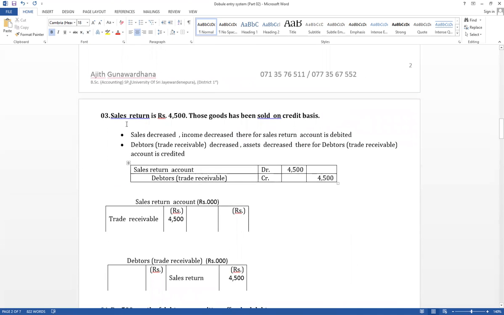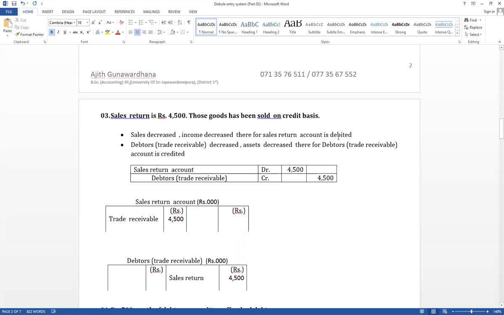Additional third one, sales return 4,500. Those goods have been sold on a credit basis. As a result of sales return, debtor decreases, trade receivable decreases, the receivable amount decreases, as well as sales decrease. Sales is income, so sales return is an income decrease. If there is a sale, debtor increases and sales increase. It is the opposite side: debtor decreases as well as sales. But it should be recorded in a separate ledger account as sales return.